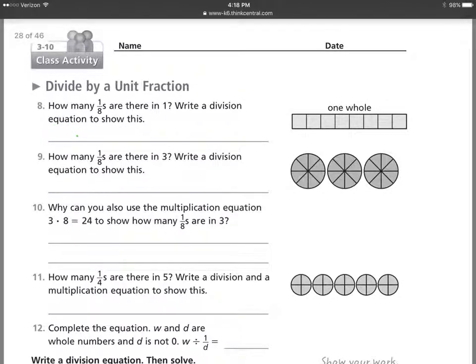Question number 10 says, why can you also use multiplication equation 3 times 8 equals 24 to show how many 8s there are in 3? Well, we can see our 3 wholes right here. And we can see that each of those wholes are cut into 8s. So we can tell that because each whole is cut into 8 different parts, if we just take 3 times 8 parts for each one, it'll tell us how many parts there are in total, which is 24. Now pause the video and complete number 11 and 12 on your own.